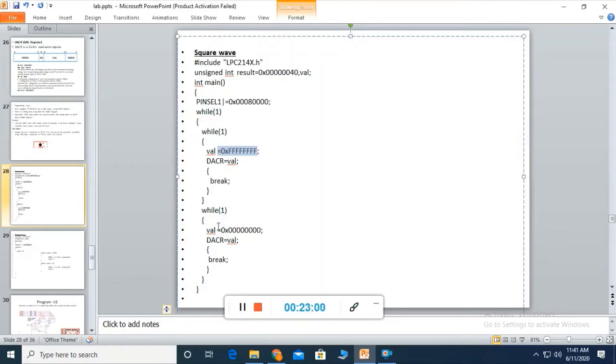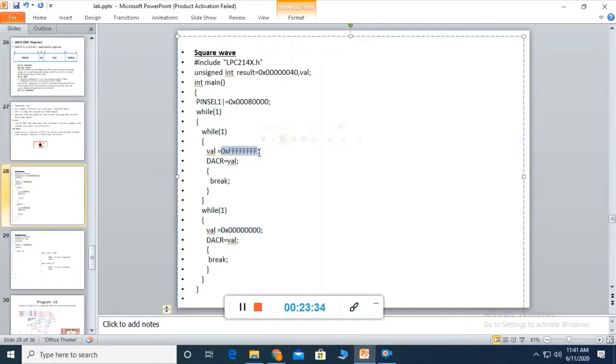We take a break, and then while one, we need to switch between the two values. So we load a value to represent the on state of your square wave, and the value 0 to represent the off state. So when you run this program and interface it to a DAC interface, you can observe the square waveform produced. So you are allowing your DAC to switch between two values, a maximum value and a minimum value.